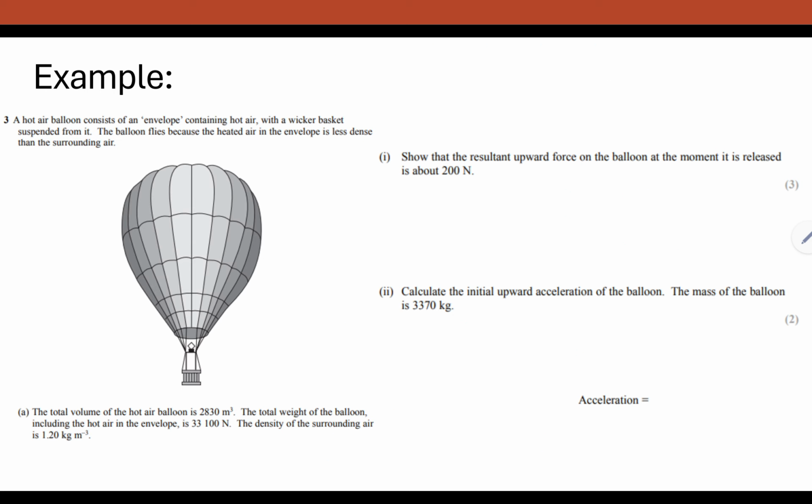So now we are going on to the second example exam style question, where it states, the total volume of the hot air balloon is 2,830 meters cubed. The total weight of the balloon, including the hot air in the envelope, is 33,100 newtons. The density of the surrounding air is 1.2 kilograms per meter cubed. Show that the resultant upwards force on the balloon at the moment it is released is about 200 newtons.